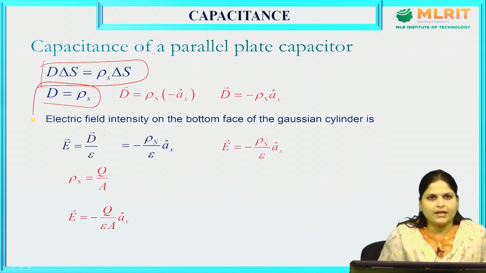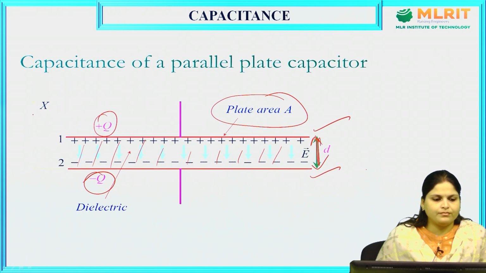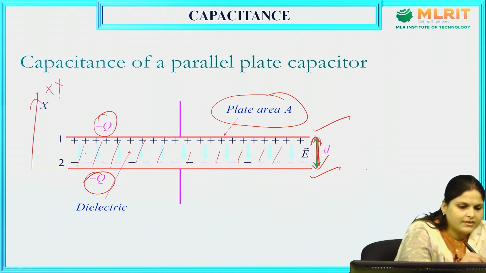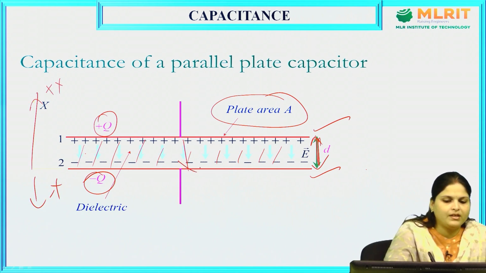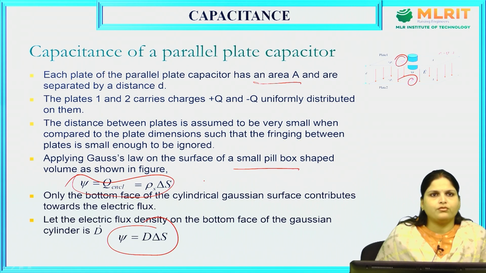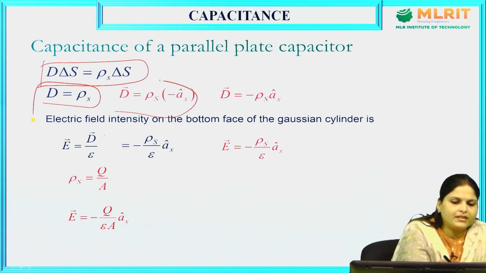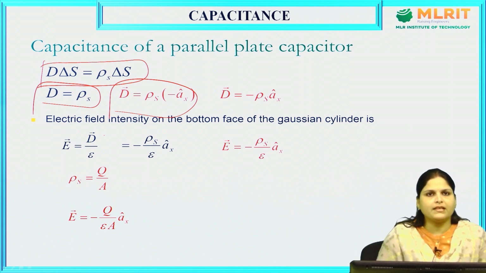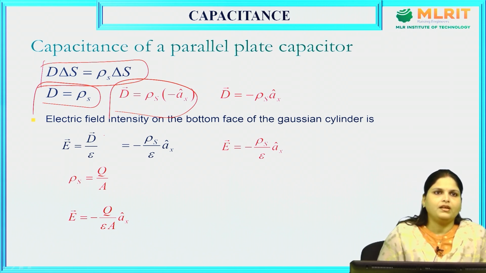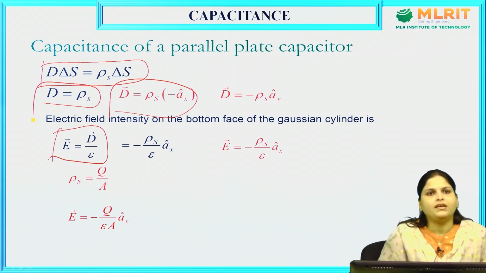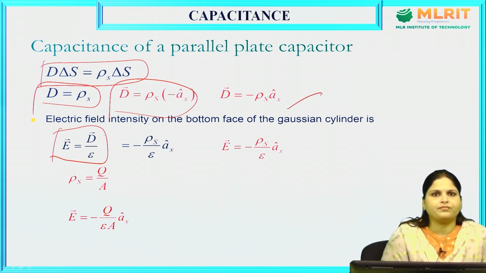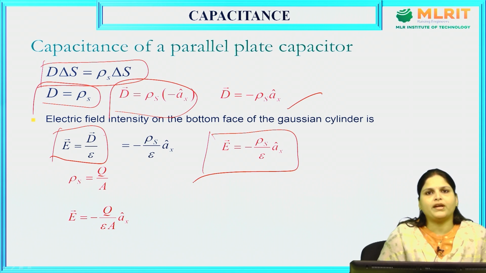Now, if you look at the direction, you can write negative a_x as you see in the diagram. This is positive x, this will be negative x. So finally, when we write the unit vector, D equals rho S times minus a_x. Now, the electric field intensity on the bottom face of the Gaussian surface will be given by E equals D upon epsilon, which can be written as minus rho S upon epsilon, because D equals minus rho S a_x. So E can be written as minus rho S upon epsilon a_x.